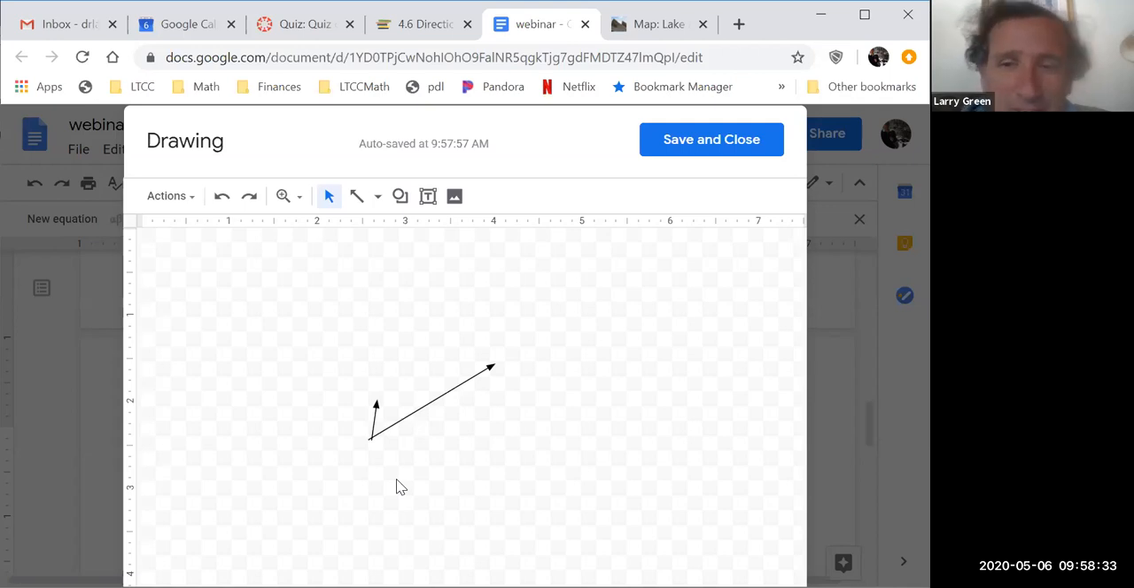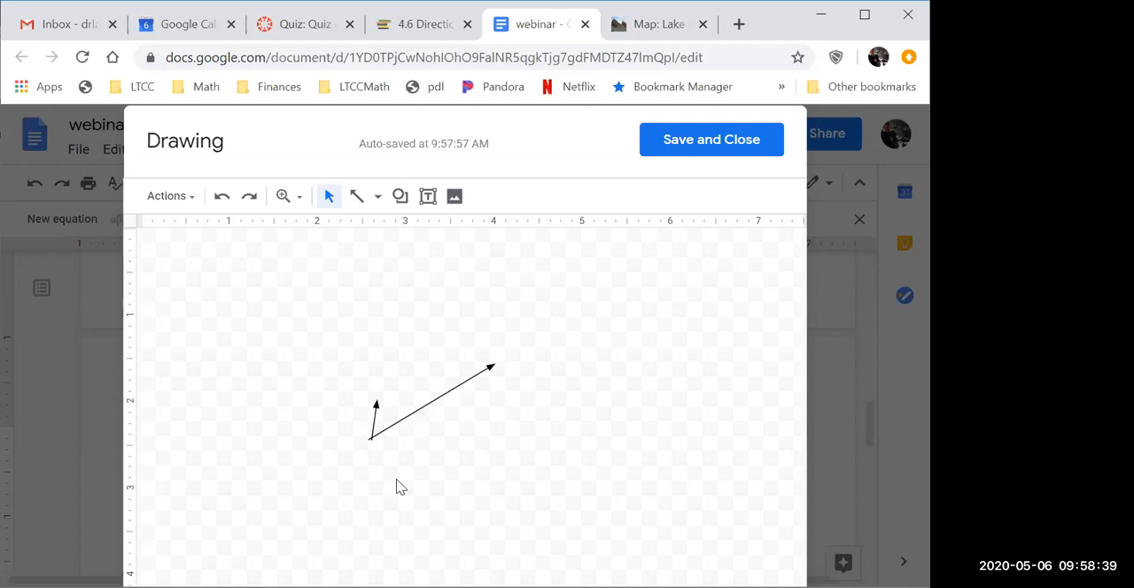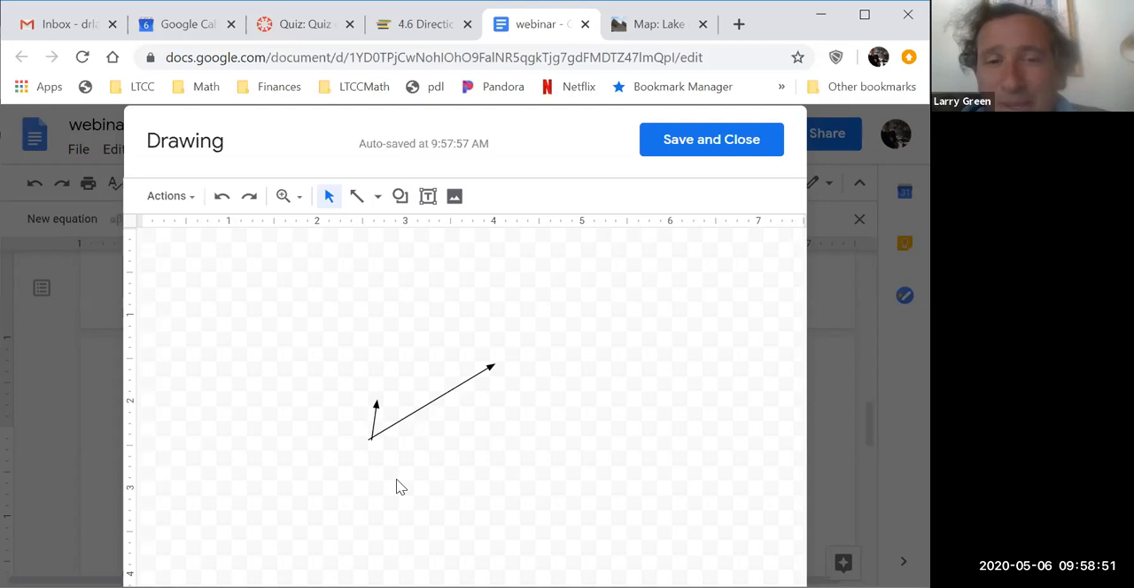So v dot w is equal to the magnitude of both of them multiplied by each other, right? There's one more piece, and the other piece is actually the most important. It's not just multiply the two magnitudes, there's another piece for the dot product. Remember?